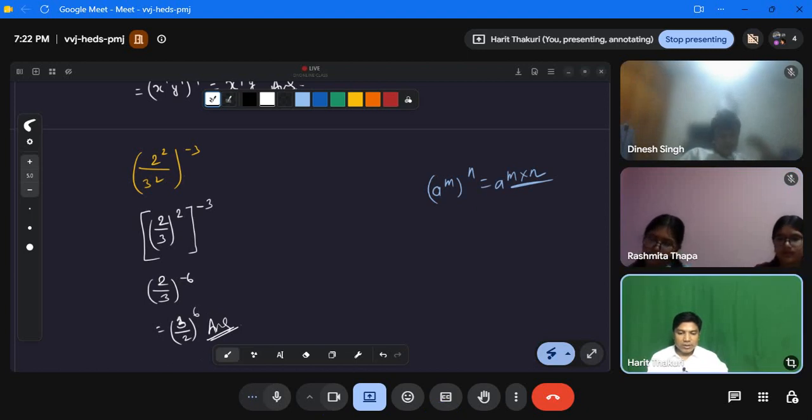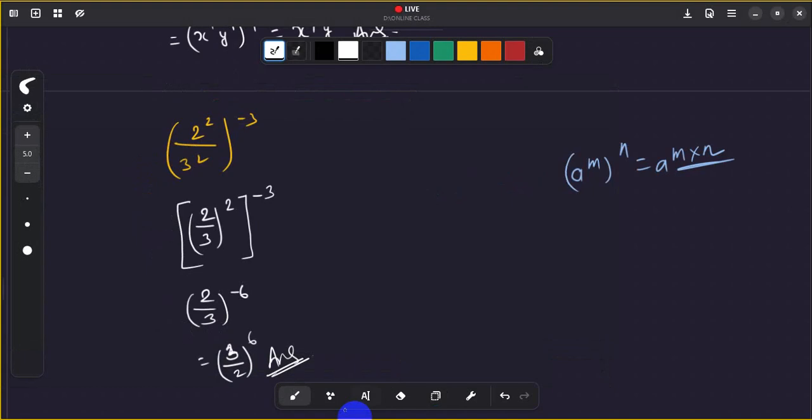Now, similar type of question, I'll give one question for you. The question is 3 cube divided by 2 cube whole to the power minus 2. We can do this question. 3 cube over 2 cube whole to the power minus 2.